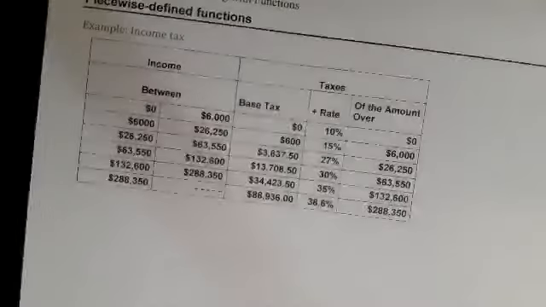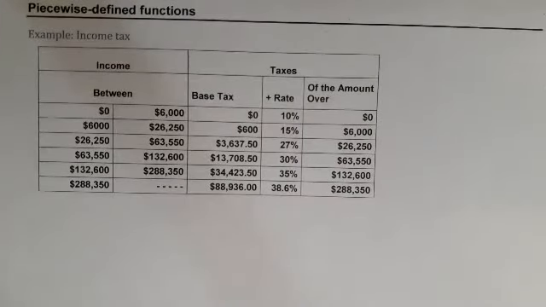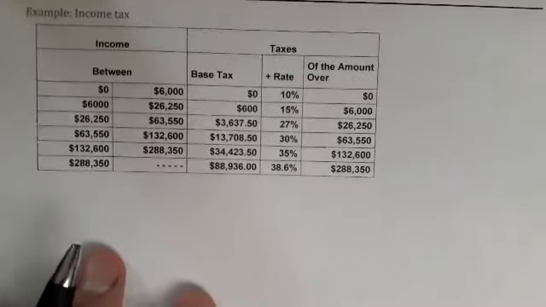Okay, so the last page. This is how they try to start you out with piecewise functions, which I'm not really sure why. This thing looks way more complicated than the previous page. So we have a progressive tax system that taxes you based on your income brackets.